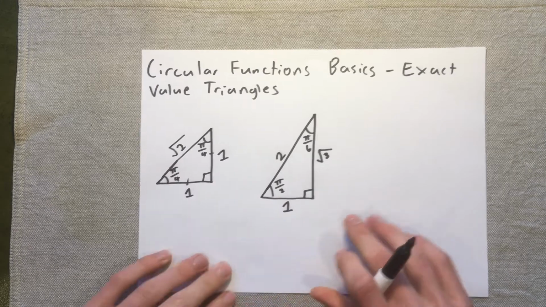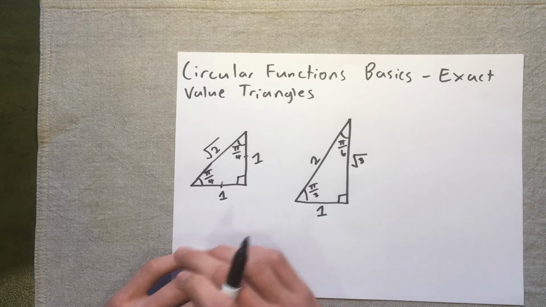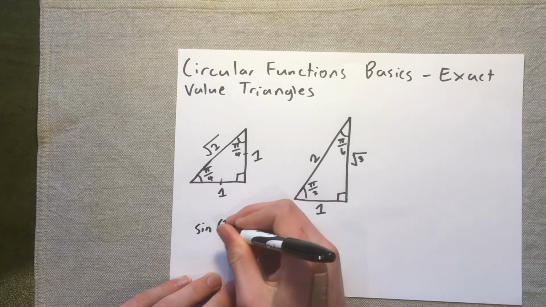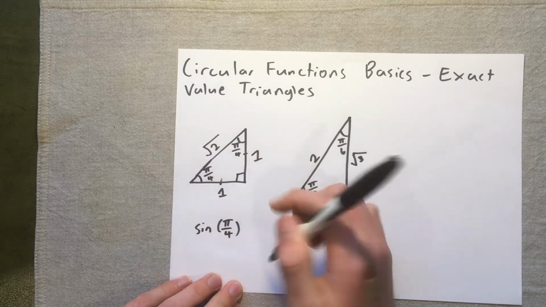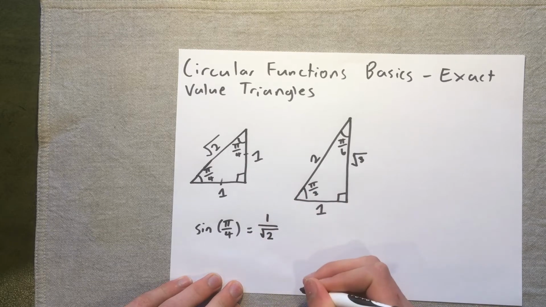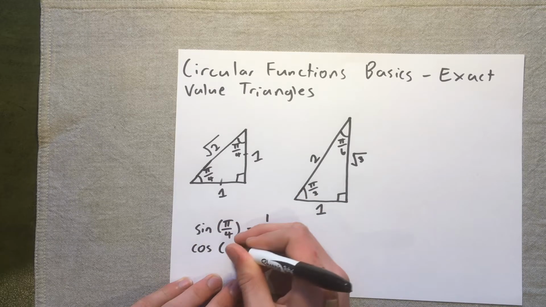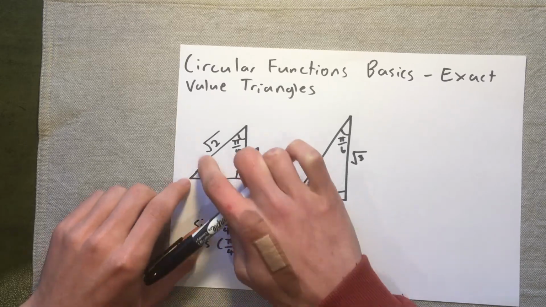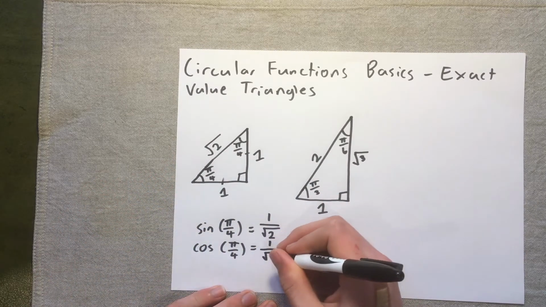Let's do an example. So if we want to know the sine of pi on 4 or the sine of 45 degrees, we can write sine of pi on 4, because we know sine is opposite divided by hypotenuse. We can say that the sine of pi on 4 is equal to 1 over root 2. Now, what if we want to know the cosine of pi on 4? Well, cosine is adjacent divided by hypotenuse. So if we look at this angle here, adjacent divided by hypotenuse, we have 1 divided by root 2.